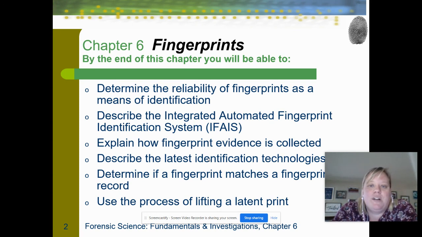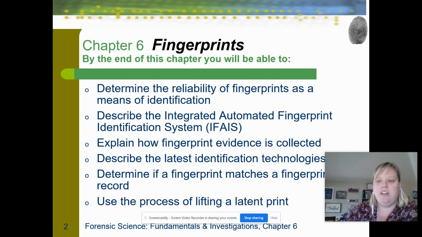And then use the process of lifting a latent fingerprint. Now, I would have had you do that in class if we were at the school, but I'm going to do it for you via video, and I'm going to tell you guys some possible ways you can do it as well at home. So, okay, here we go.